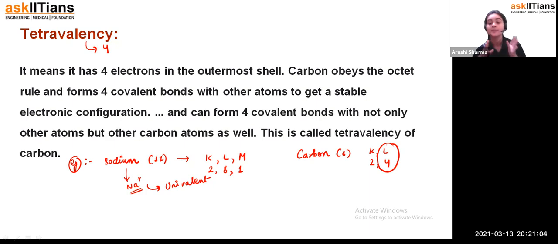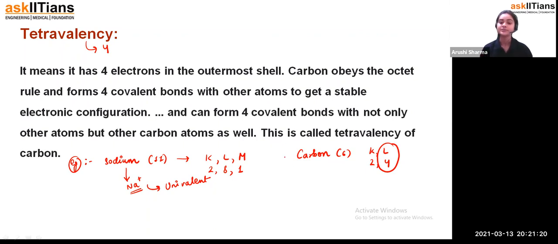Why, students? Because it will undergo sharing, and when it undergoes sharing, it forms 4 covalent bonds so that it can attain the stable electronic configuration of the noble gases. That is why we call it the tetravalency of carbon.